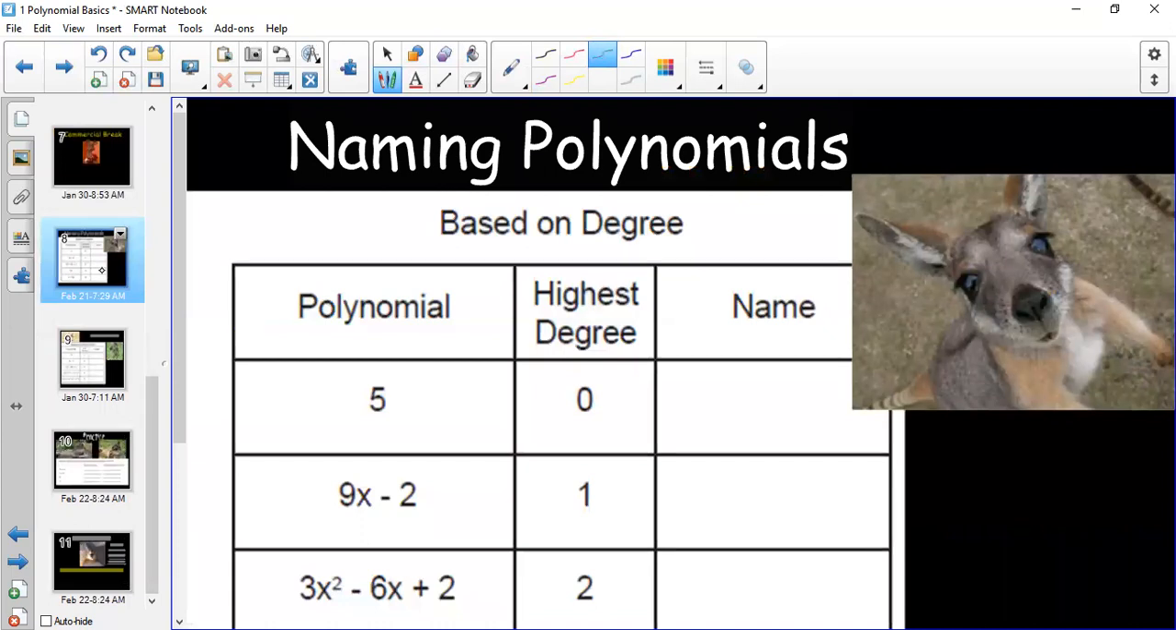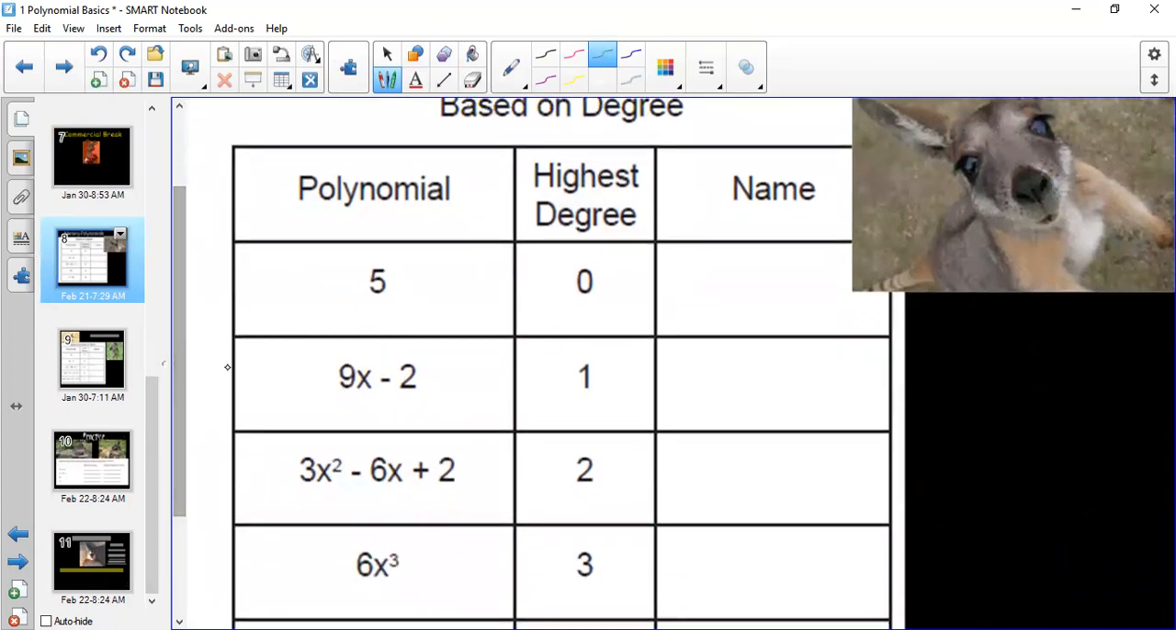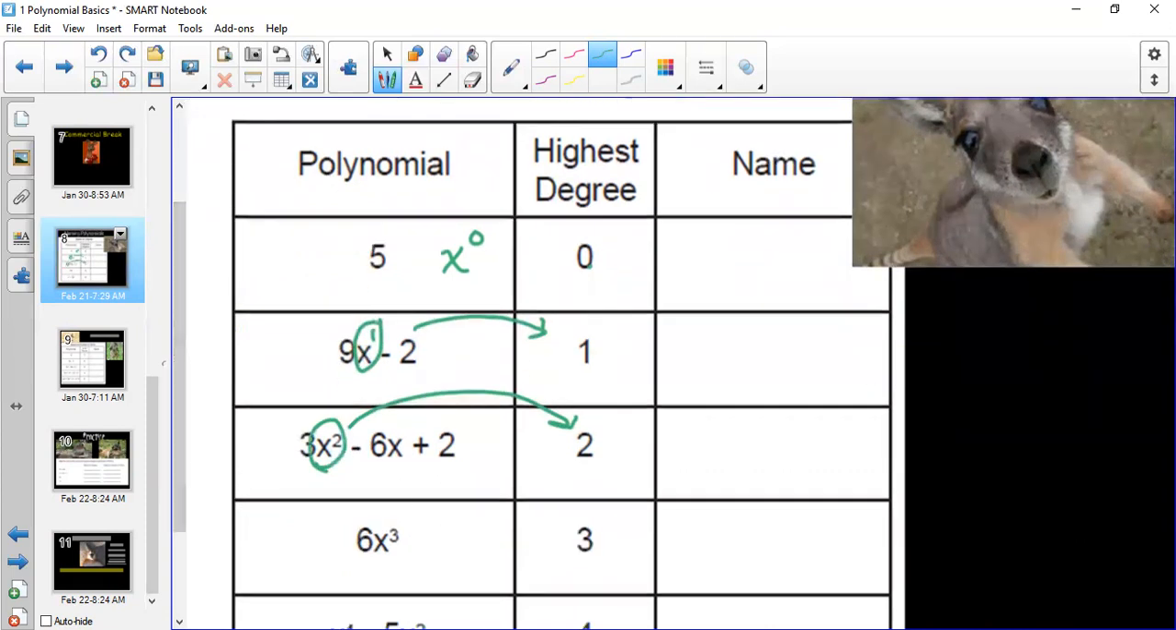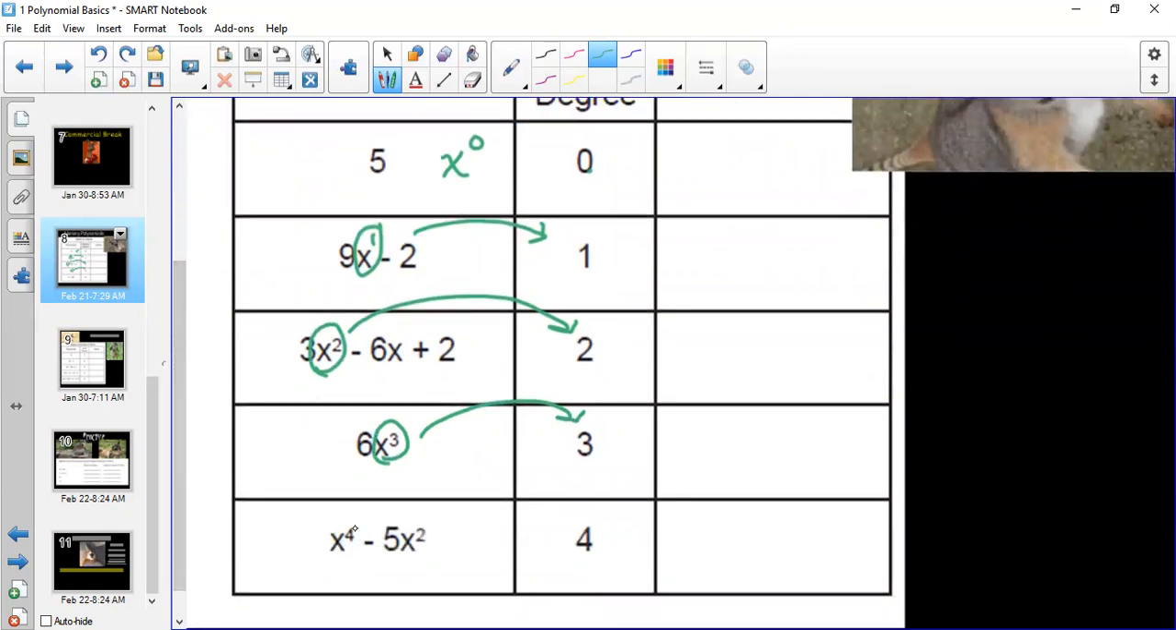Okay, we're going to start with the degree. We have already talked about degrees. Remember, that's the highest exponent. So this has x to the 0 power, hence it has a degree of 0. This has x to the first power, hence a degree of 1. X squared, degree of 2, that was the highest. X to the third, degree of 3. And x to the fourth, degree of 4.